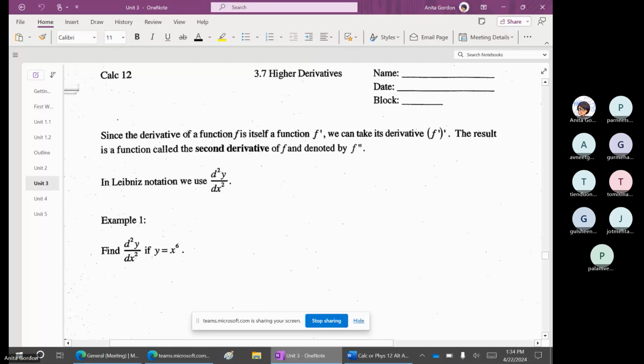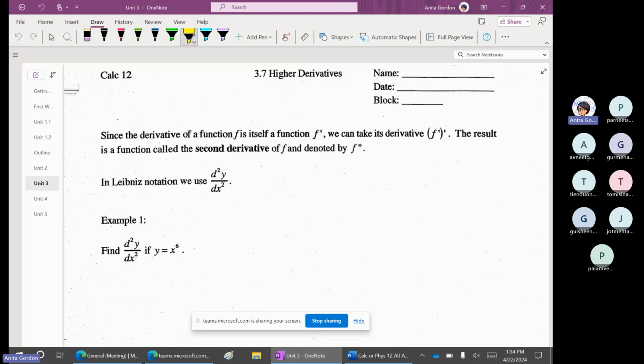Okay. So since the derivative of a function is denoted with a little f prime, assuming our function is represented with the letter f, we can take its derivative. We can now essentially substitute. Rather than taking the derivative of f, we can take the derivative of f prime. And the result is called the second derivative, or f double prime.